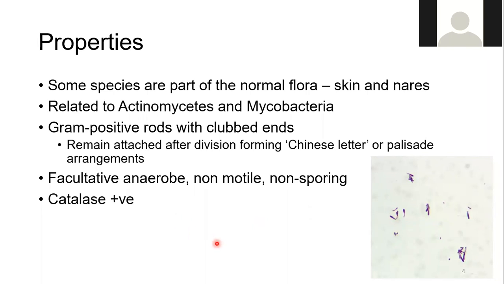During cell division, they divide but tend to remain attached to each other, and therefore form what are known as either a Chinese letter or a palisade arrangement. The microorganisms are facultative anaerobes, they're non-motile, non-sporing, and catalase positive.